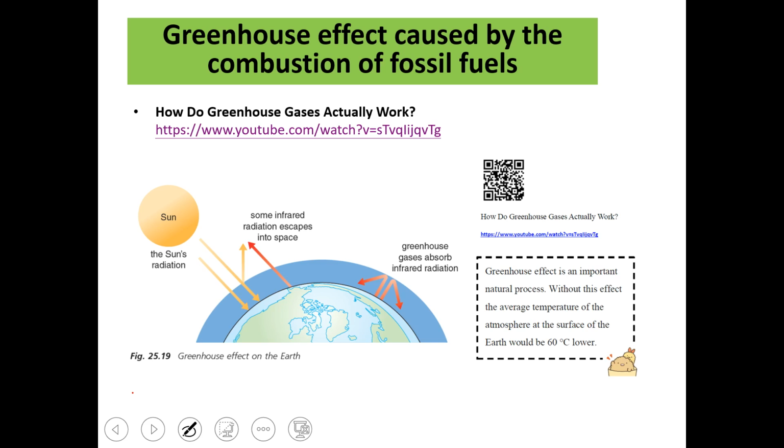So do you know what is greenhouse effect? 温室效應. And do you know what is greenhouse gas? 温室氣體.